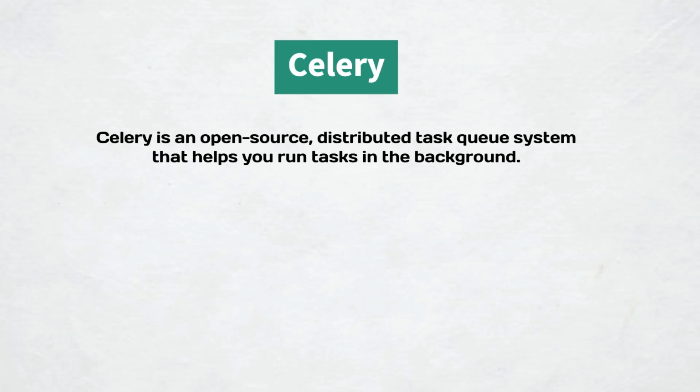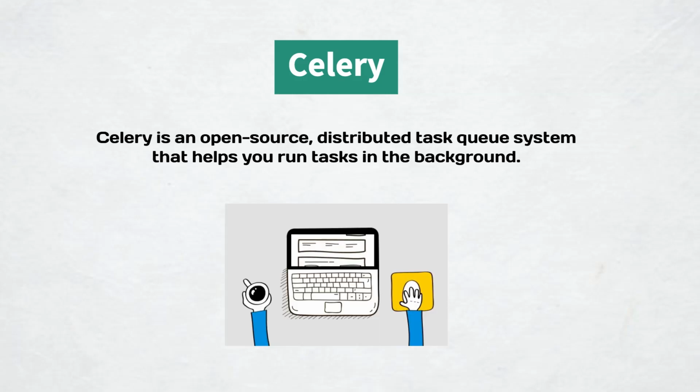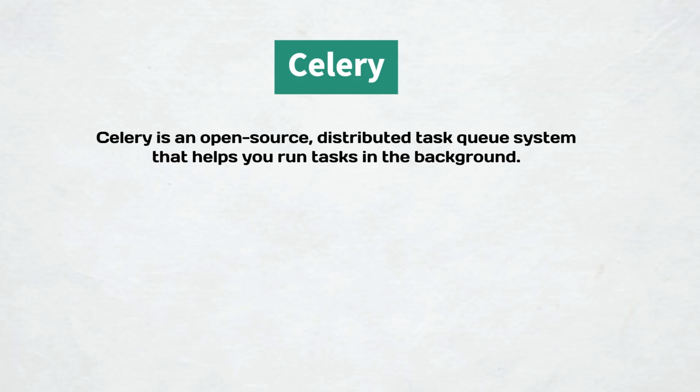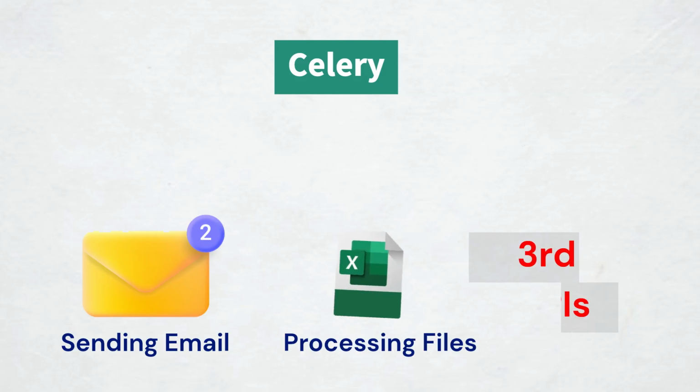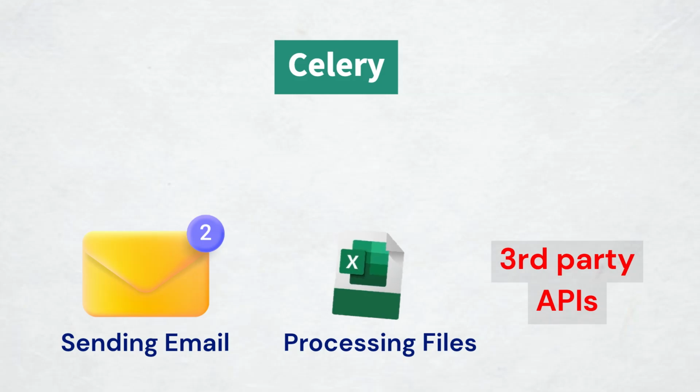Celery is an open source distributed task queue system that helps you run tasks in the background. This allows your application to process user requests quickly, ensuring a better user experience. It is perfect for handling tasks that don't need to be executed immediately, such as sending emails, processing files, or interacting with third-party APIs. Let's understand it with an example.